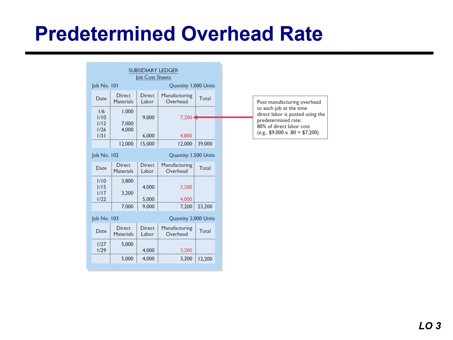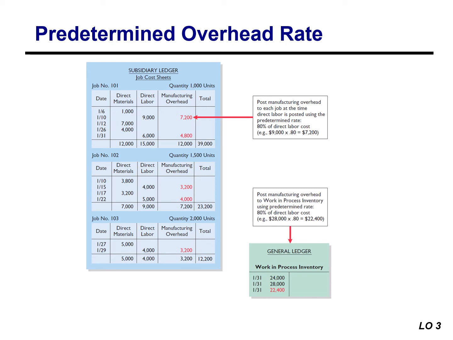The overhead that Wallace applies to each job will be 80% of the direct labor cost. It will post manufacturing overhead to each job at the same time direct labor is posted using the predetermined overhead rate of 80% of direct labor cost. In this example, if direct labor costs are $9,000, we would simply multiply it by 80% to obtain manufacturing overhead of $7,200.